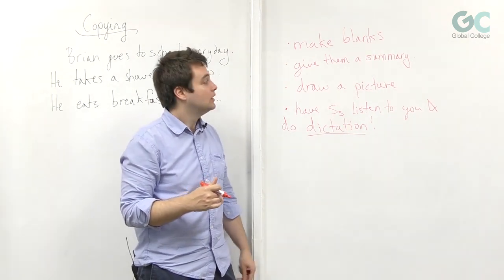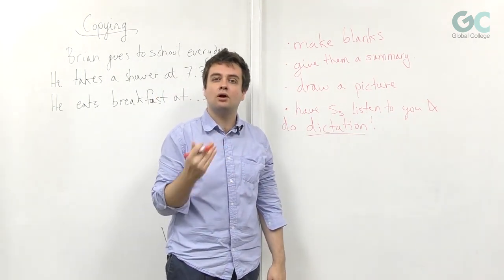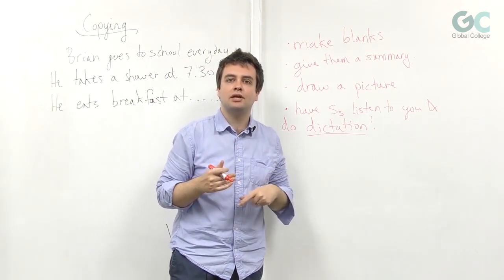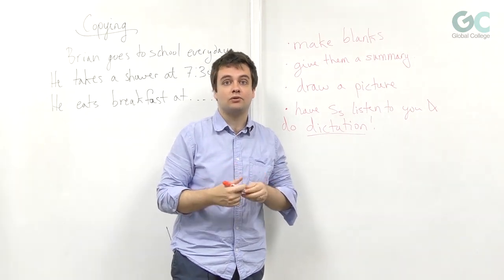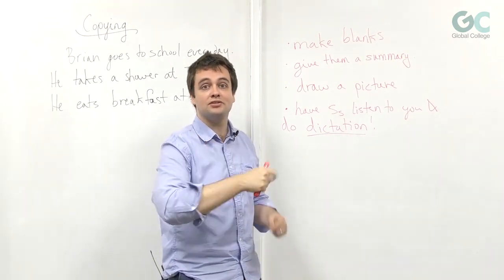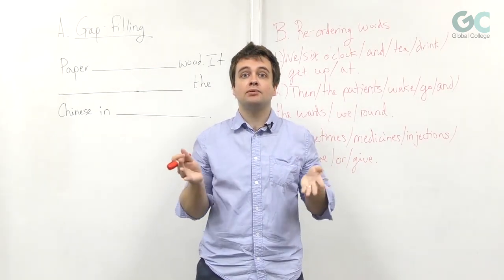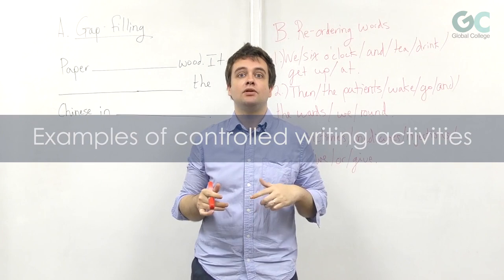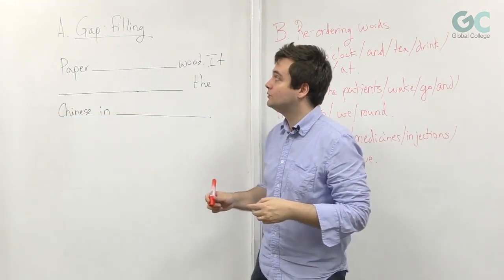Okay guys, so these are just 4 examples of things you could do to make copying focus more on the meaning. I just wanted to mention that really quickly before we get into controlled writing activities, which we're going to get into in just a second. Okay guys, so I've got 2 examples of controlled writing activities on the board here. These are from activity 1. You can see them in your book at home.